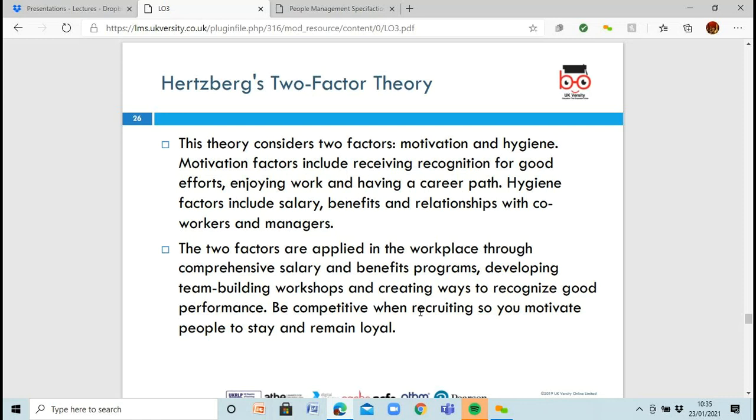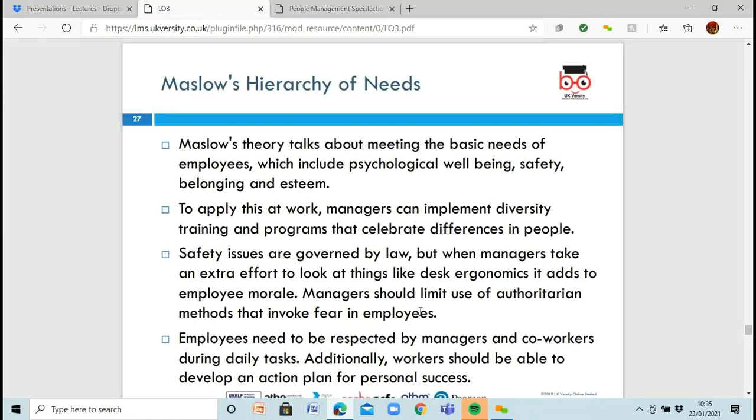So you've got to be competitive when you're recruiting, so you can motivate people to stay and also to remain loyal. So what that means is you're not just hiring anybody that's just applied. You might have had a job position open and only 1 or 2 people have applied. You don't have to hire them. You need to hire the best people. So re-advertise and just wait.